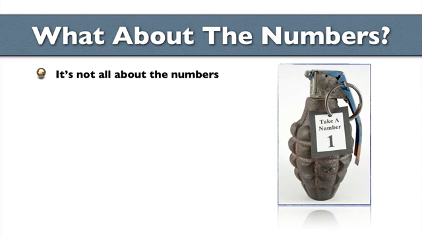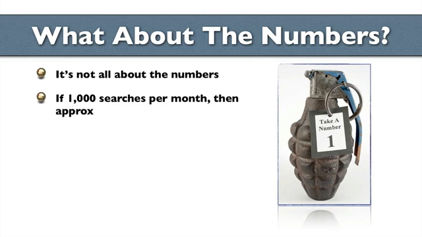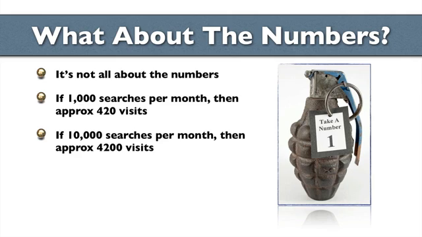But just to give you a good idea, if there are about 1,000 searches per month, you saw that the one that I was looking at had about 8,000 broad searches per month. If it's about 1,000 searches per month, then you can expect approximately 42%, which would be 420 visits from that specific keyword. If there are 10,000 searches per month, then you can expect approximately 4,200 visits from that keyword.